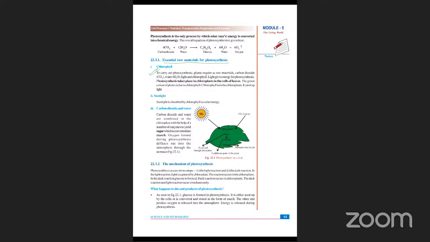So what is the role of chlorophyll? It is to trap the sunlight. Now sunlight is there, so somebody now needs to trap it and use that sunlight for the making of food. That work is done by the chlorophyll.